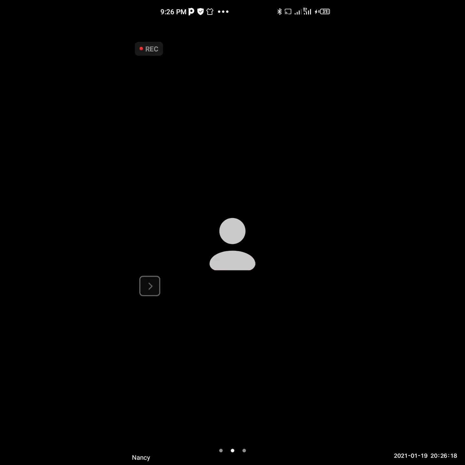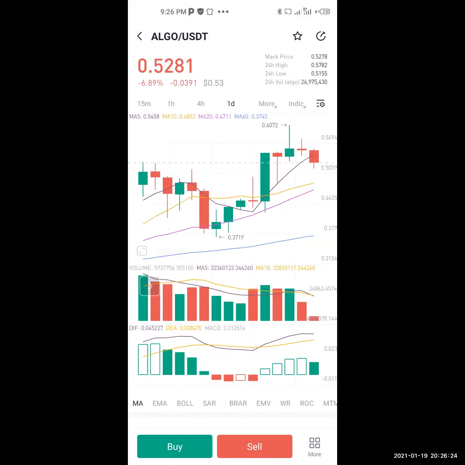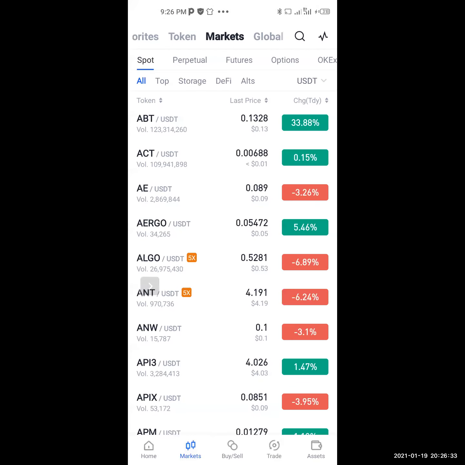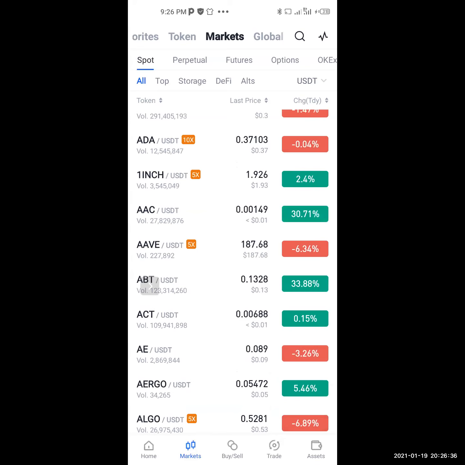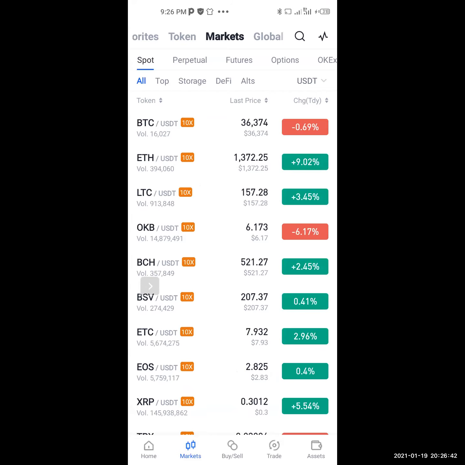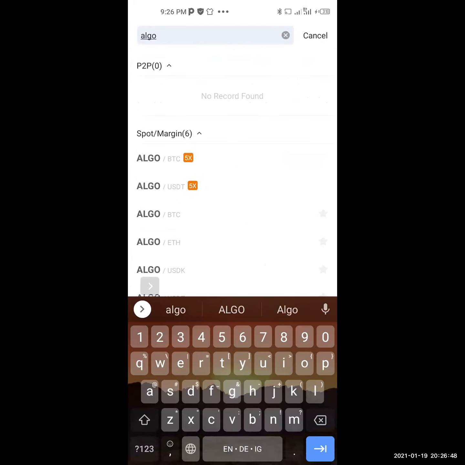Let me just run through it more. Let me just use algo for example. Let's say you want to buy algo. You go to your algo, and obviously what you deposited into your OKEx is BTC. It means that Bitcoin is the currency you're going to use to do your trading to buy these coins.